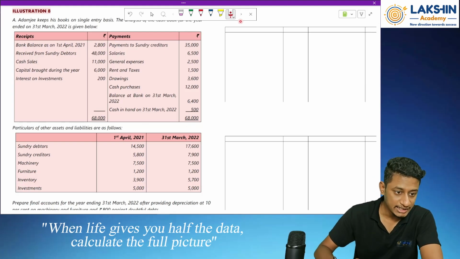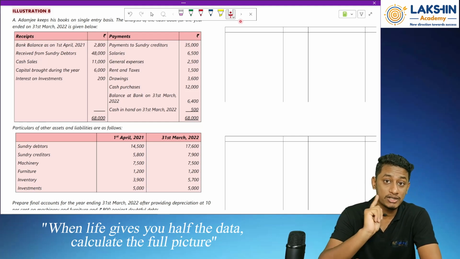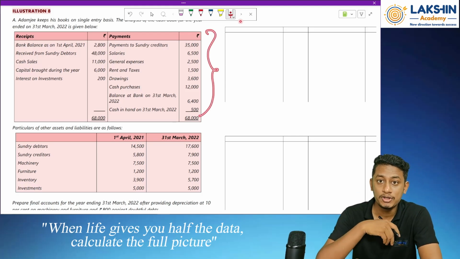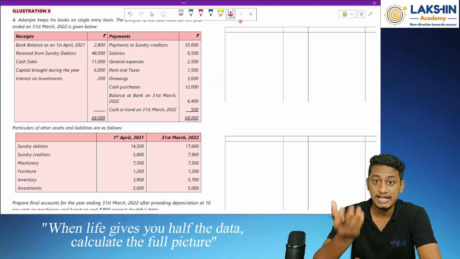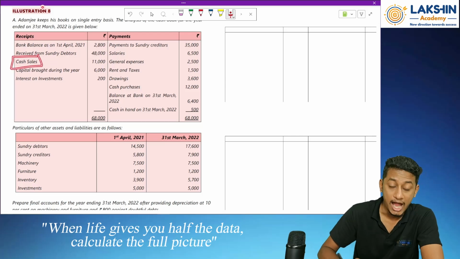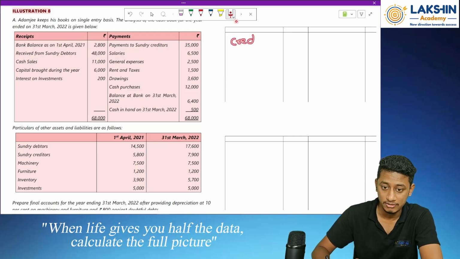Then sales: cash sales is given to me. But remember, I have told you that total sales will not only include cash sales, but also credit sales, right? Will credit sales come in my cash book? Never, because there is no cash transaction. So credit sales won't come in my cash book. Only cash sales is given to me. I need to find out credit sales.